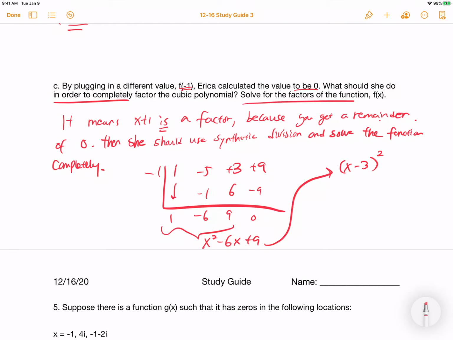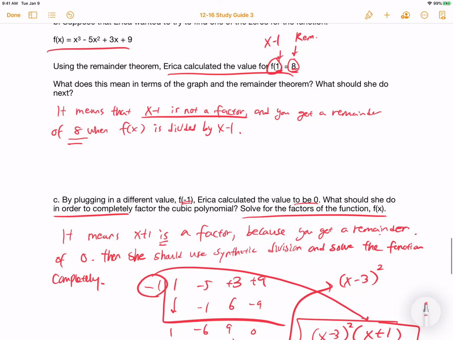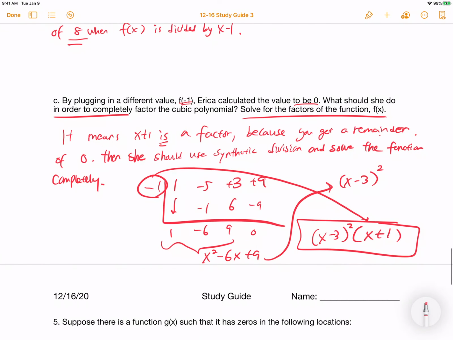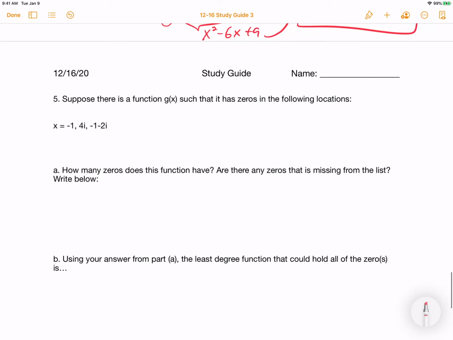So, solve for the factors of the function. I would say x minus 3 squared times x plus 1, because that, put in a factor form, I should be able to get that. See, I'm telling you, it's a handful, but using the remainder theorem and synthetic division is the biggest key point takeaway from this chapter.